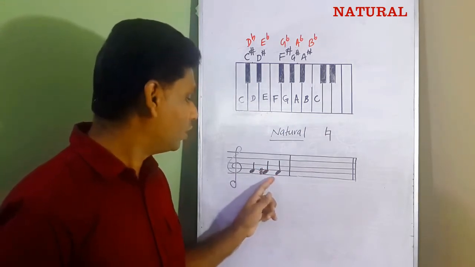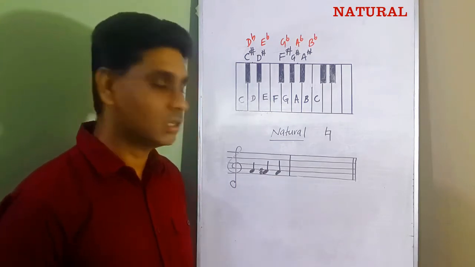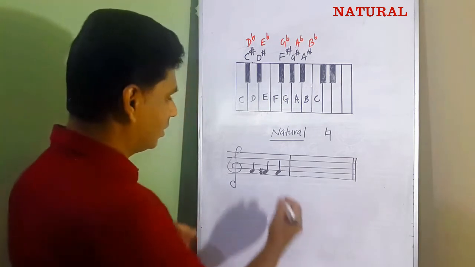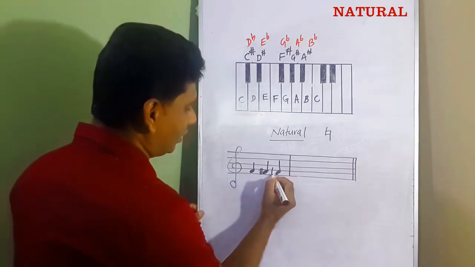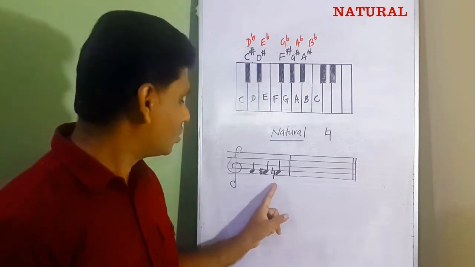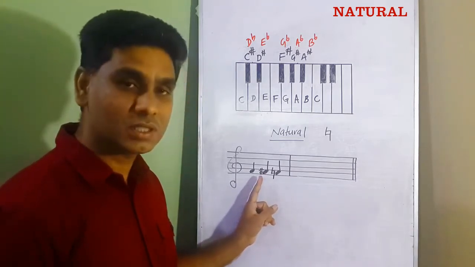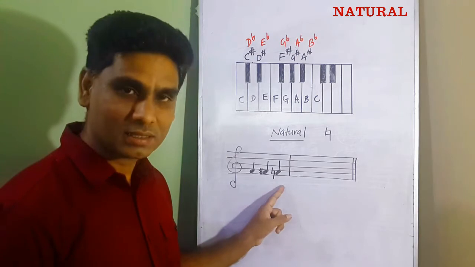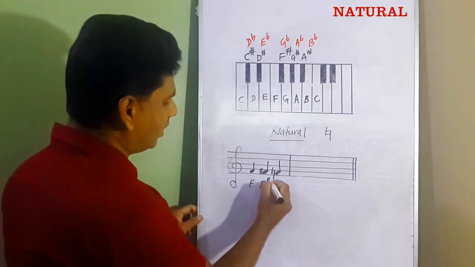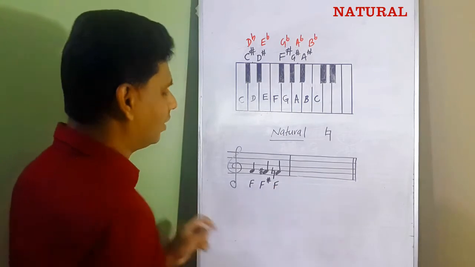So when we don't need the accidental on a next note, we have to use the natural mark. It is drawn like this. Once you put the natural mark, this sharp symbol will be cancelled. Then it becomes F, F sharp and F natural.